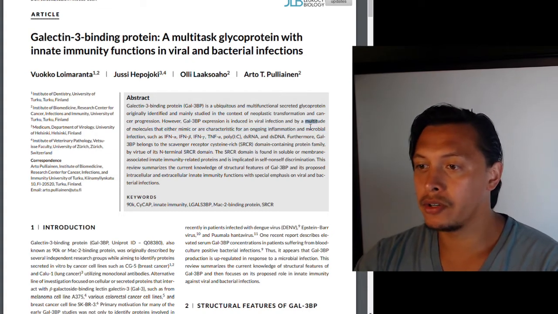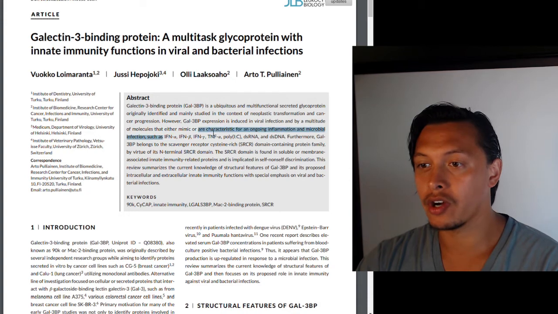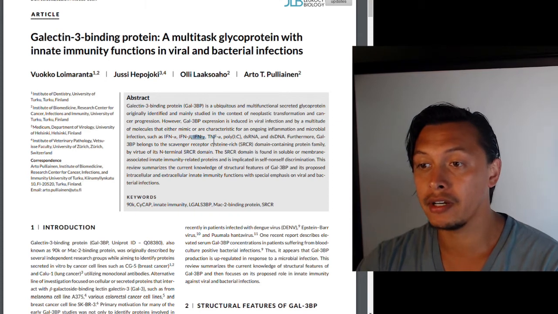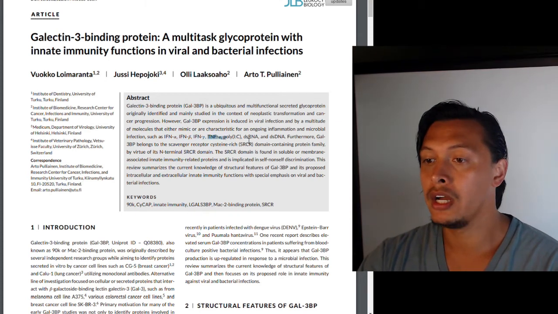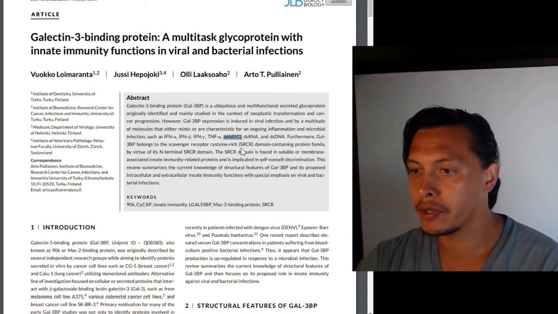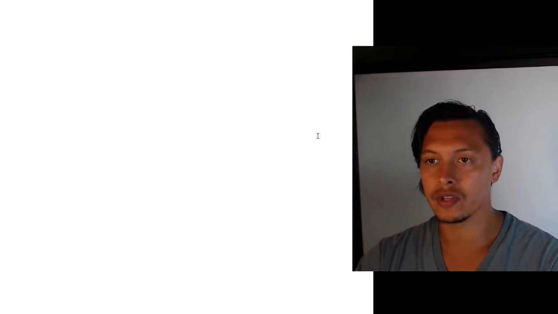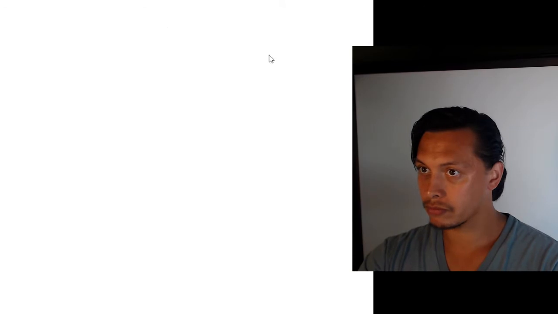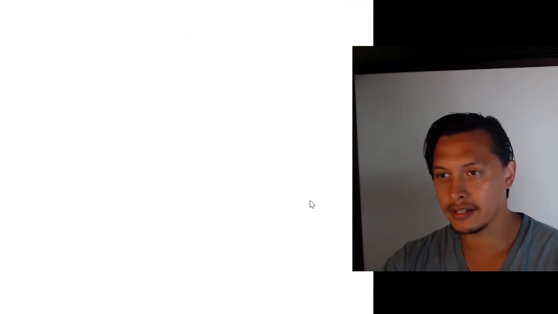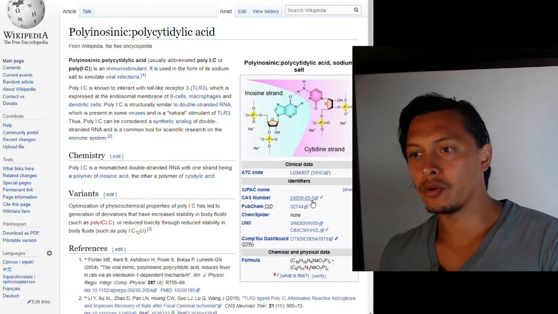And a multitude of molecules, these are the multitude of molecules: the interferon alpha, the interferon beta, the interferon gamma, the tumor necrosis factor alpha, the poly-IC. I'm not familiar with what that is. Let's look that up real quick. Polyinosinic polycytidylic acid. So what is this?